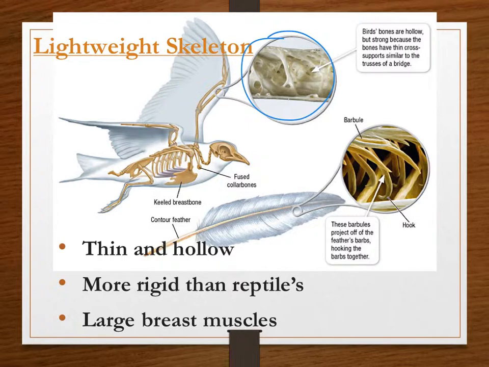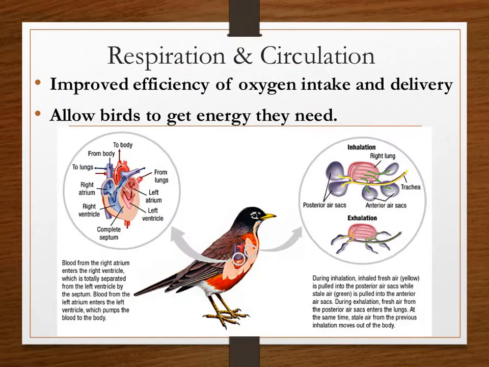So their bones are thin and hollow, but they are more rigid, so they're still more stiff than a reptile's bones. Another unique feature is their breastbone. Because of how large their breast muscles are for powering flight, they have to have a really big breastbone to have that muscle attached to. Then one last really interesting feature about birds is they do have a 4-chambered heart like we do. So that third ventricle finally got completely divided and is now 4 complete chambers for blood to flow.